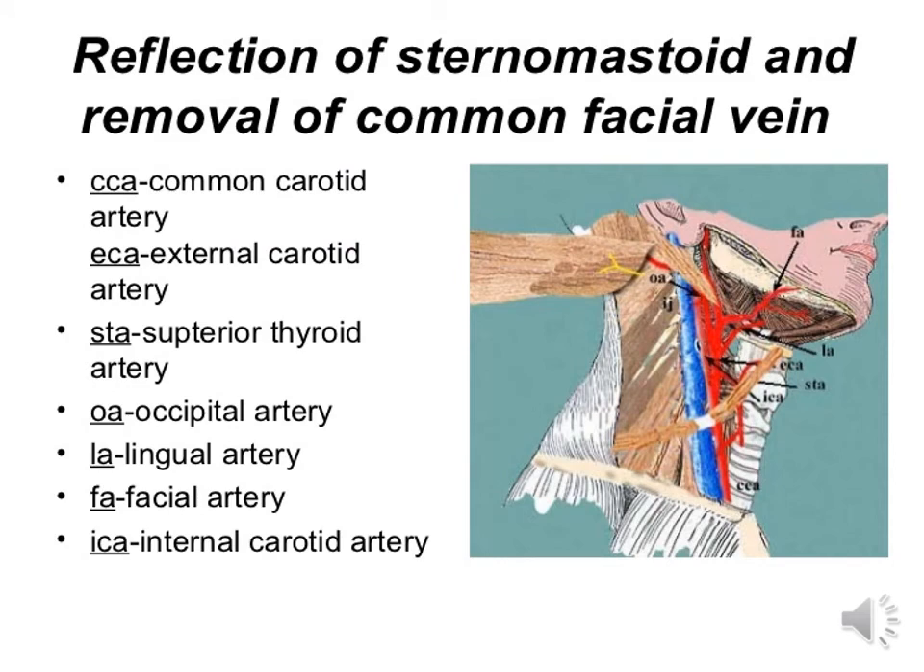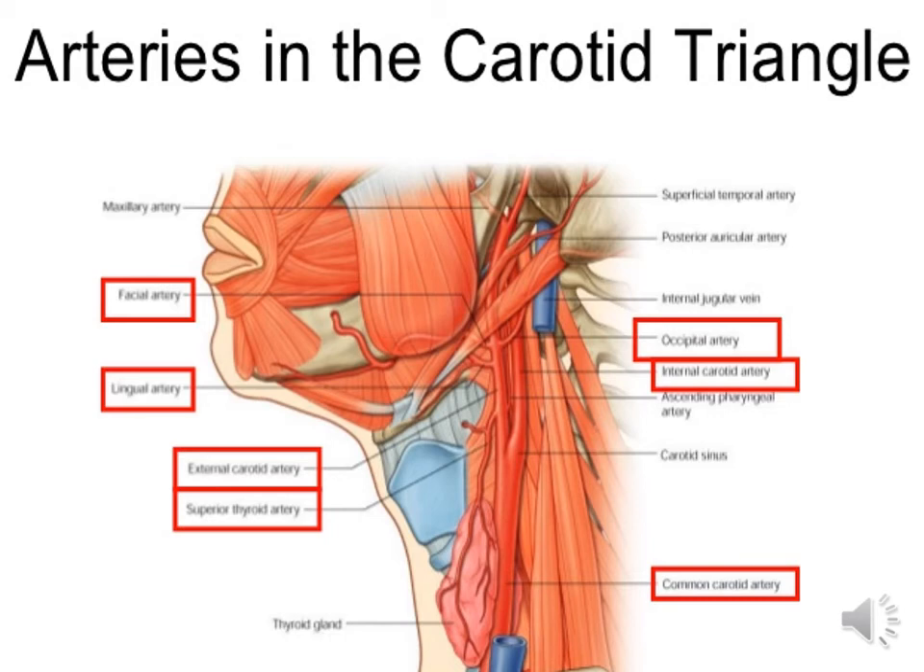After reflection of the sternomastoid and removal of the common facial vein, you can see the common carotid artery, external carotid artery, superior thyroid artery, occipital artery, lingual artery, facial artery, and internal carotid artery. So the more superficial structure is the vein, and after removing the vein, we can see the arteries in the deep structure of the carotid triangle. This figure shows the arteries within the carotid triangle after removal of the superficial structures and the veins from its roof.